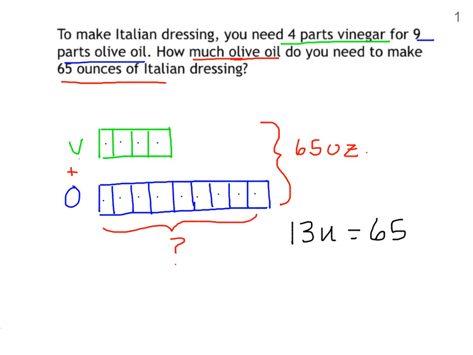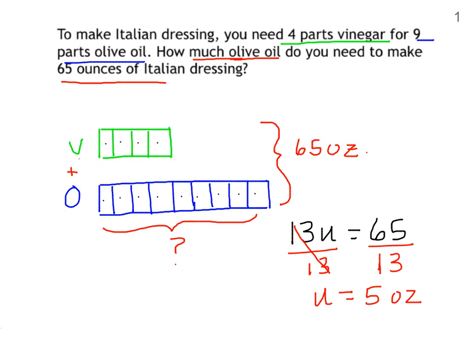This is a one-step equation. We're going to divide both sides by 13. When we do that, on the left, u is all by itself, and 65 divided by 13 is 5. So it looks like every unit in our model is equal to 5 ounces.